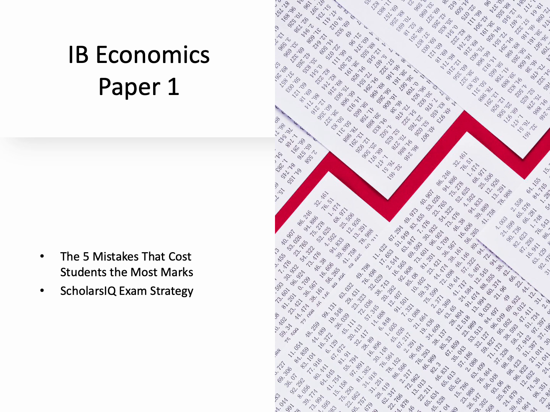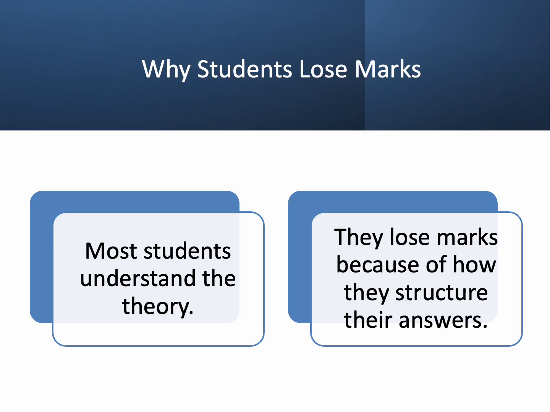If you're preparing for the IB exams, fixing these mistakes can immediately improve your responses. The reality is that most students actually understand the economic theory. They know what an indirect tax is, they know how supply and demand work, and they can often draw the correct diagrams. But where many students lose marks is in the way they explain their answers.